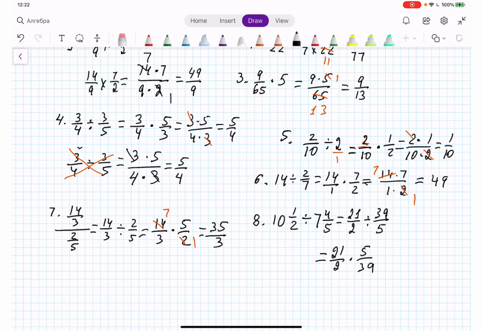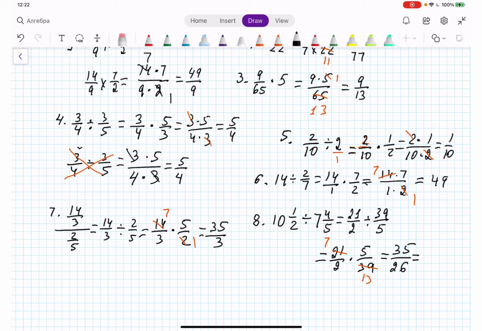So, can we simplify anyhow here? Yes. 39 and 21 by 3. This is 13, this is 7. Okay. We are getting 7 times 5, 35. 2 times 13, 26.